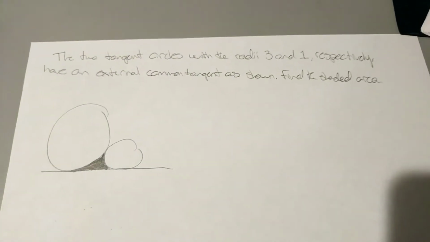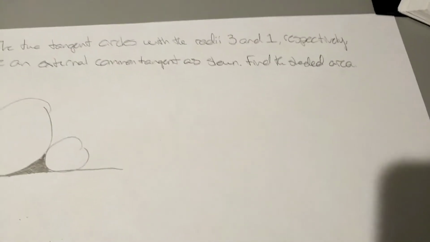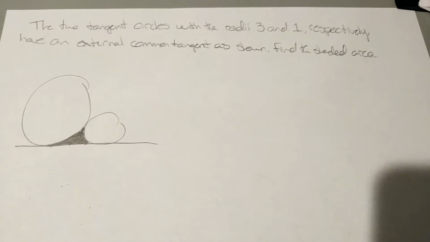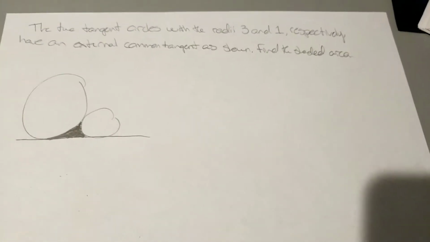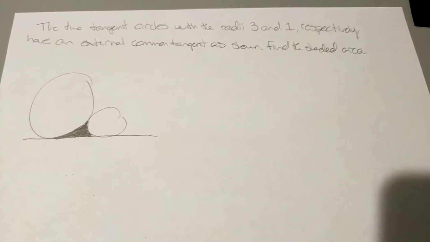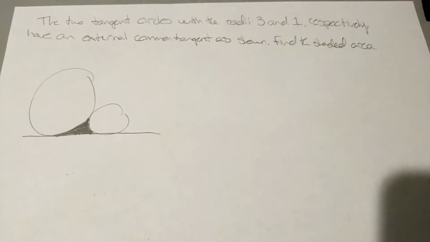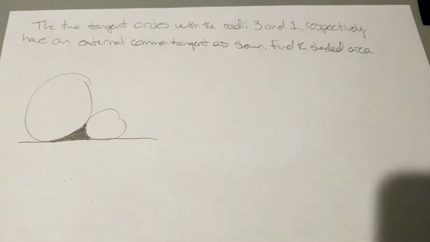Hello. This problem is also given by the American Mathematics Competitions 10 Prep Book, Volume 1. The problem goes as follows. The two tangent circles with radii 3 and 1 respectively have an external common tangent as shown. Find the shaded area.